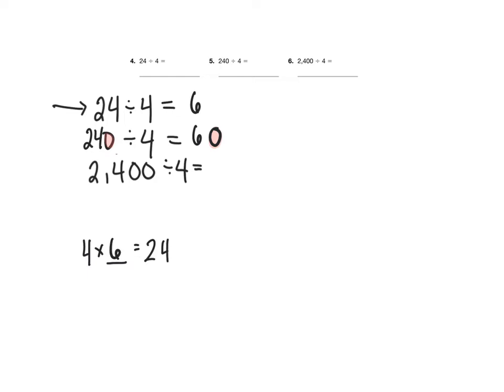Now for this next one, I've got 2 zeros in my dividend. So I must also have 2 zeros in my quotient. 2,400 divided by 4 equals 600. So notice your non-zero digits stay the same. 24 divided by 4 equals 6. And here we've got 24 divided by 4 equals 6. All of that stays the same. It's the zeros that we then have to match up.